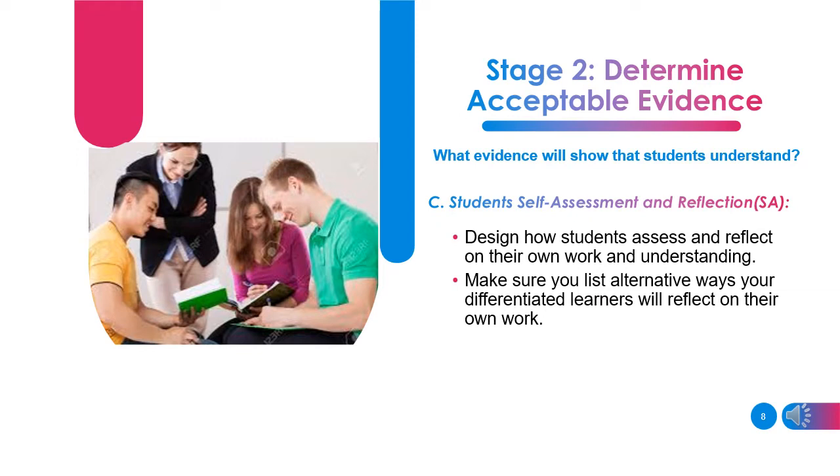Moving forward, section C asks the question, what evidence will show that students understand? This is the student's self-assessment and reflection. Here you are going to design and list how students assess and reflect on their own work and understanding. Please make sure you list alternative ways your differentiated learners will reflect on their own work.